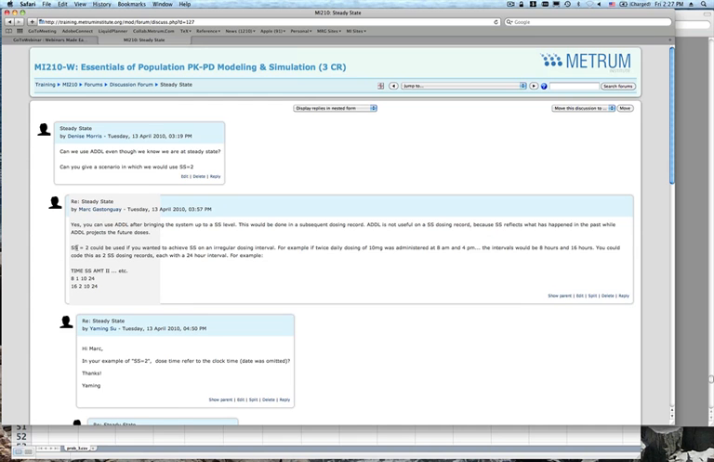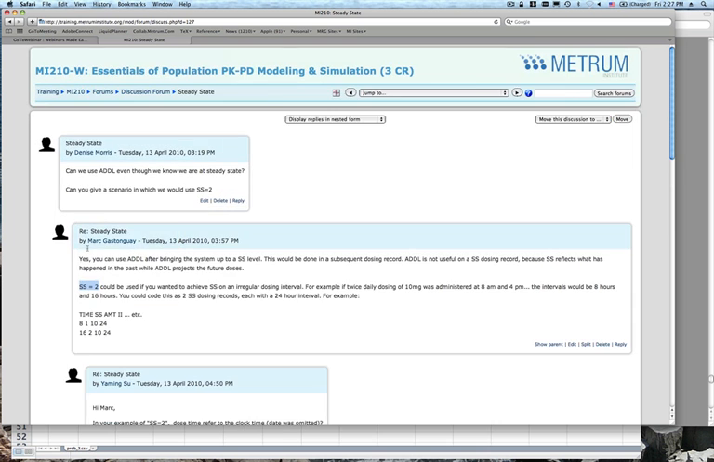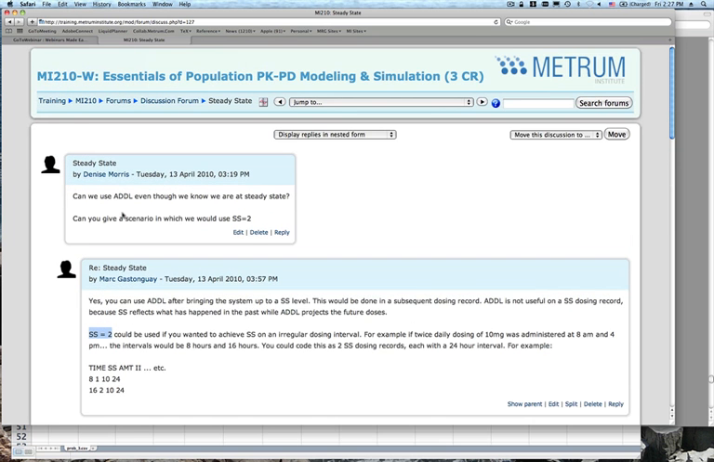There's a couple questions about SS2. What does that mean? So here's an example, and I'll address an additional example in just a minute. SS2, and maybe I need to make this a little bit larger here. Let me see if I can. Is that better?